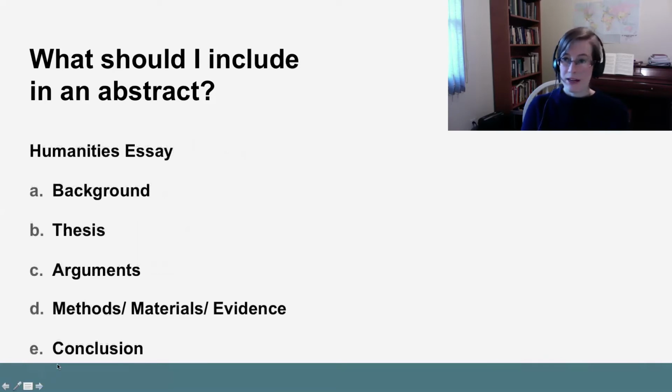Similarly, in a humanities essay, we expect to see a background and a thesis. We expect arguments to be made in support of that thesis. And then oftentimes we do talk about the methods, the materials, or the kinds of evidence that we use to support that argument. And then we have a conclusion. All of those same components are going to be in a humanities abstract. Okay.